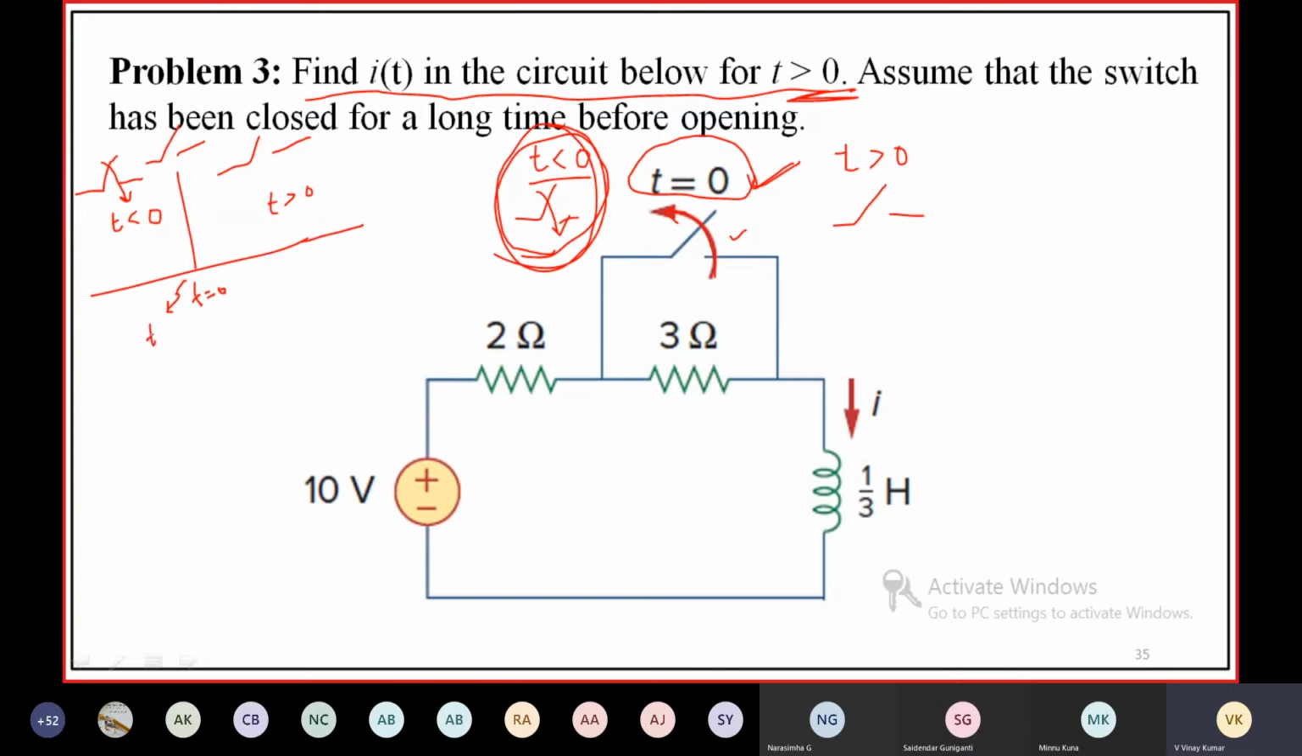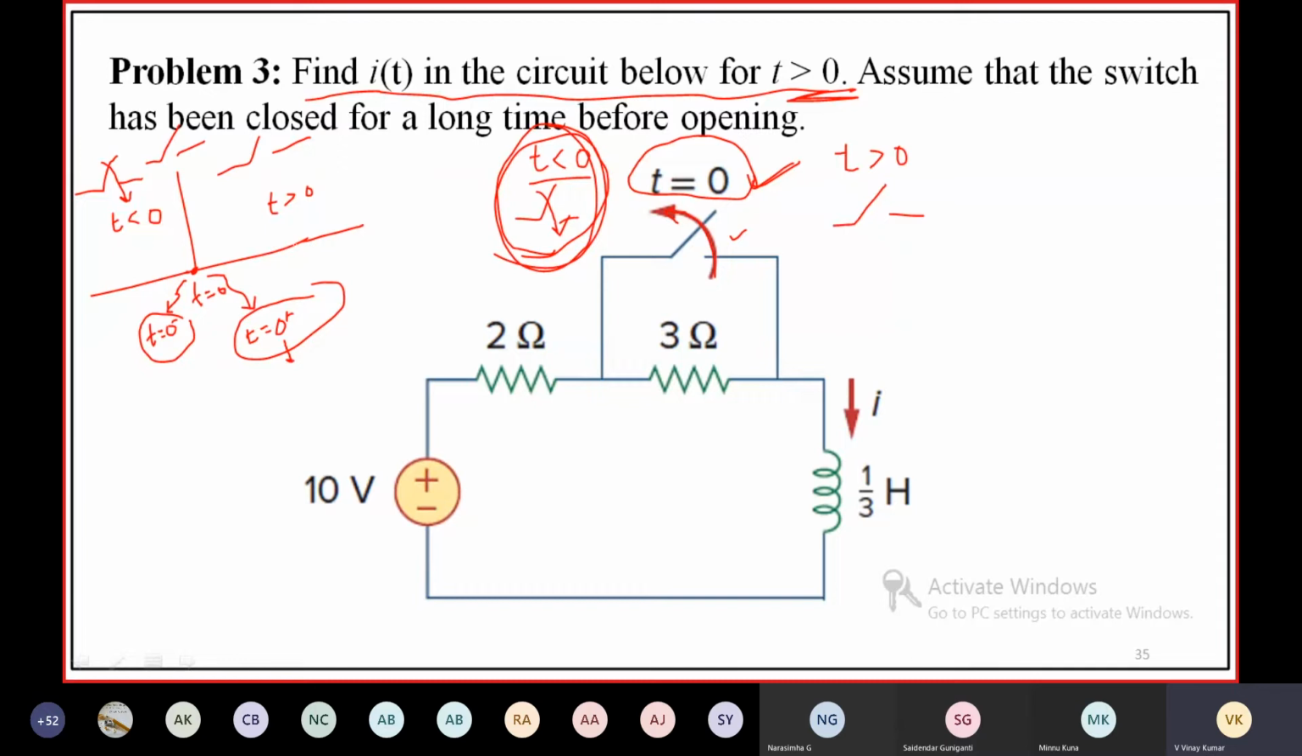This instant is t is equal to 0 minus. This instant is t is equal to 0 plus. The instant just before the switch is opened is t is equal to 0 minus. The instant just after the switch is opened is t is equal to 0 plus.